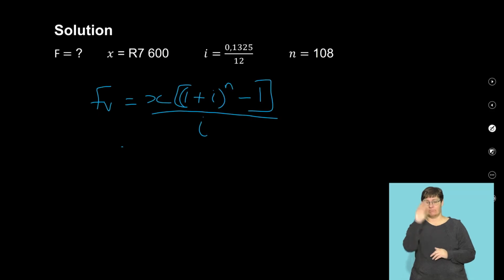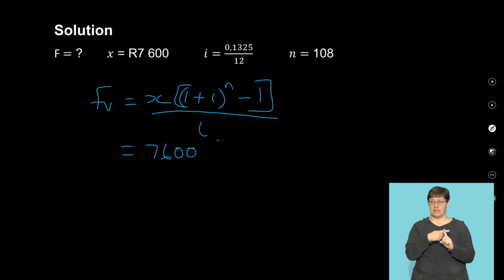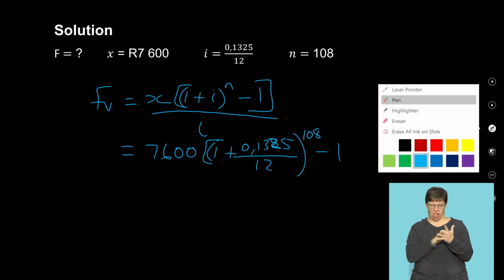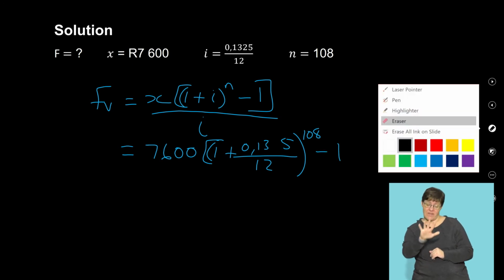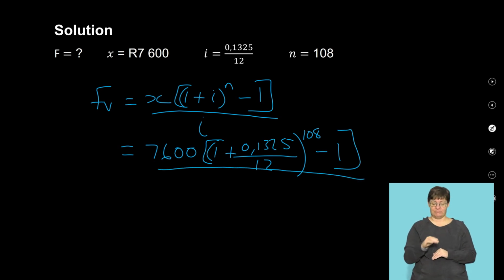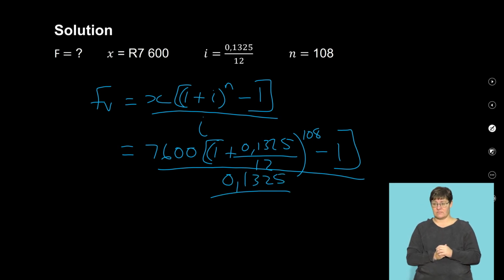And then to substitute what I have here will be 7,600 into 1 plus 0.1325 divided by 12. Let me just fix that. 108 minus 1, right? Just to quickly fix this, this must be a 2 there. So this is 2. And then all of this, I will divide it by 0.1325 divided by 12.